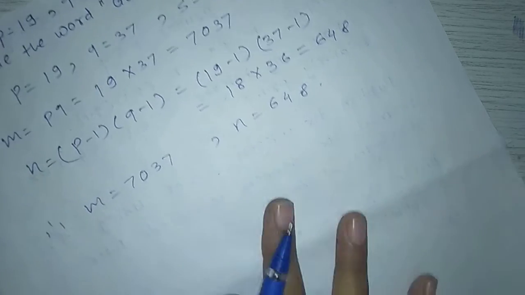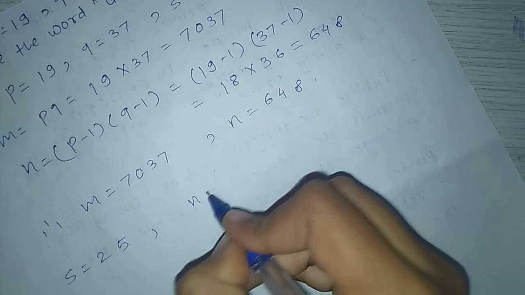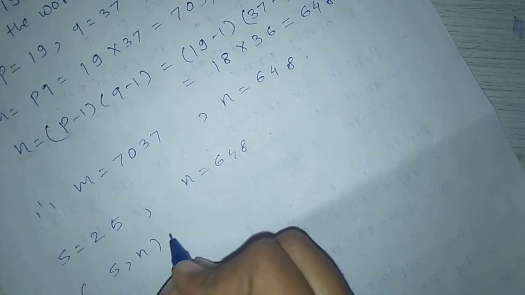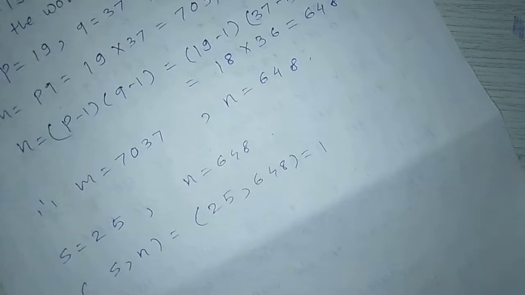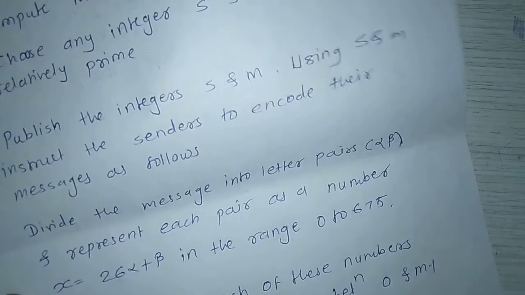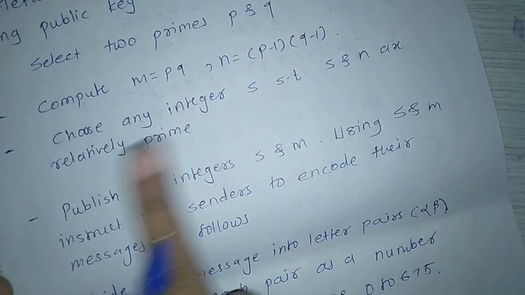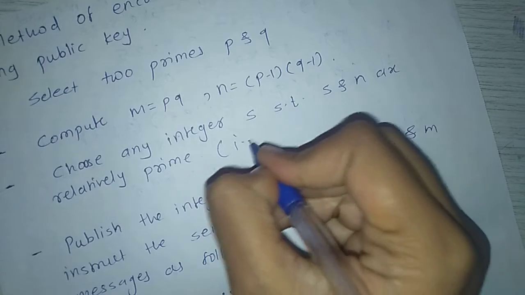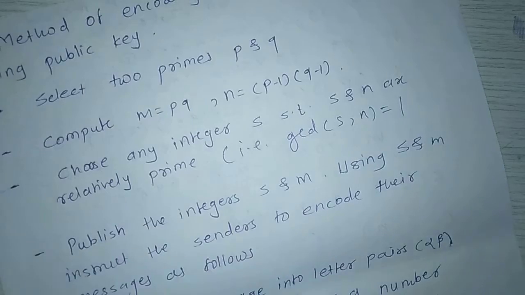Given S equal to 25 and N equal to 648, the GCD of S and N equal to GCD of 25 and 648 equal to 1. We choose any integer S such that S and N are relatively prime. Relatively prime means GCD of S and N equal to 1.